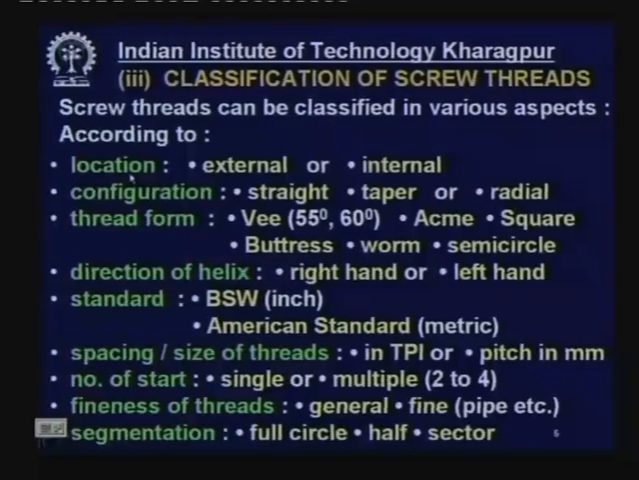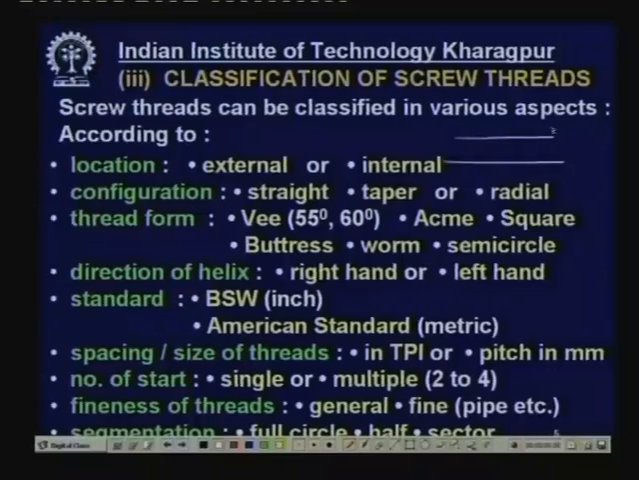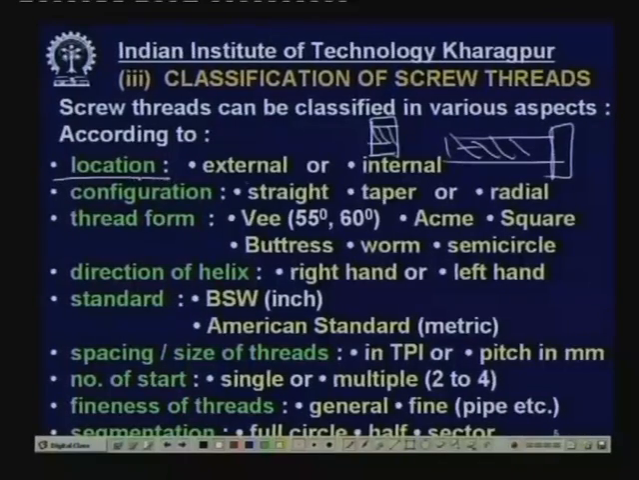Location, for example, external thread, like screw, bolt, stud, there we have external thread. Here there is a bolt, so this has got external thread. If there is a nut, then this will have internal thread. So, according to location, threads may be external, threads may be internal. Next is configuration.